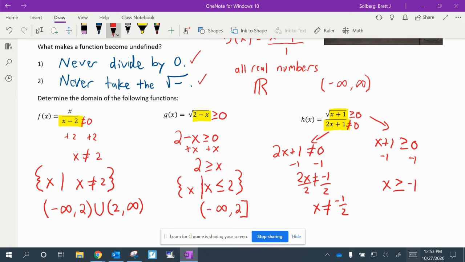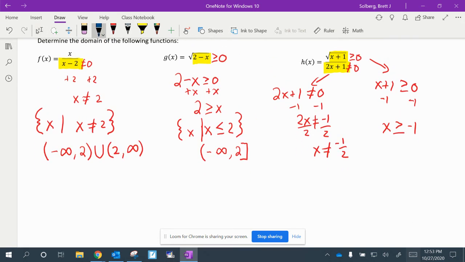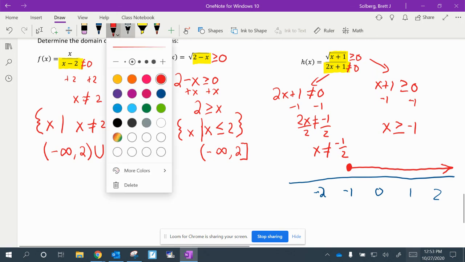So I've got two things going on here. x has to be greater than or equal to negative 1, but x can't be negative 1/2. Now, to help you visualize this, I'm going to draw a number line. Here's our number line. Here's negative 2, negative 1, 0, 1, 2. Now, our first thing says that x needs to be greater than or equal to negative 1. So that would be right here. We want to be greater than or equal to negative 1. So which direction is that? That is to the right. So I want to be all of these values, except I can't be negative 1/2. Negative 1/2 is right here.